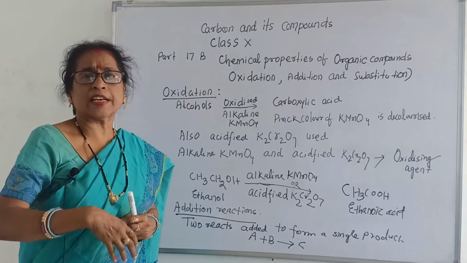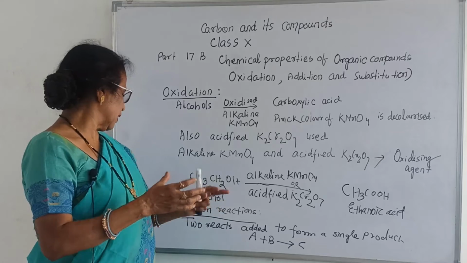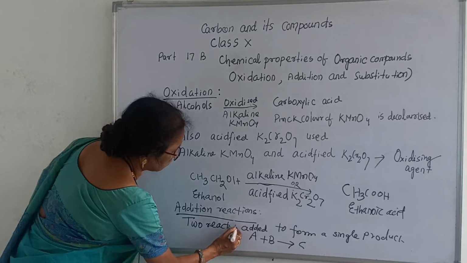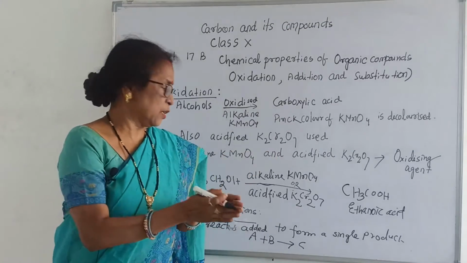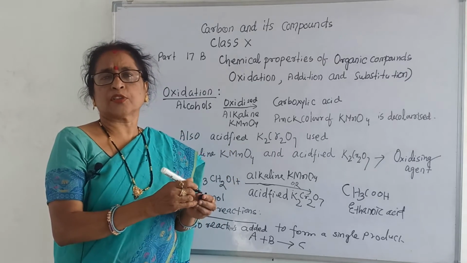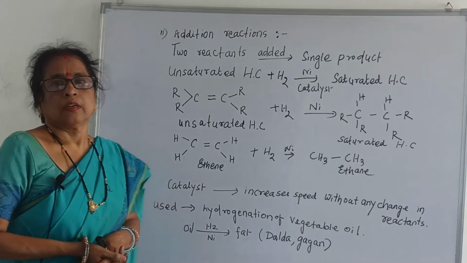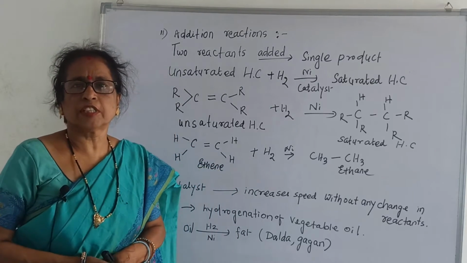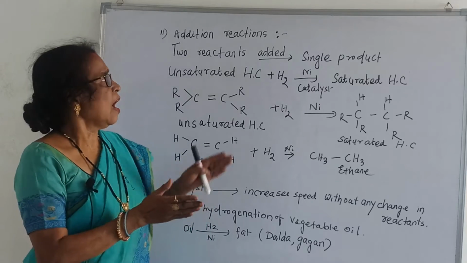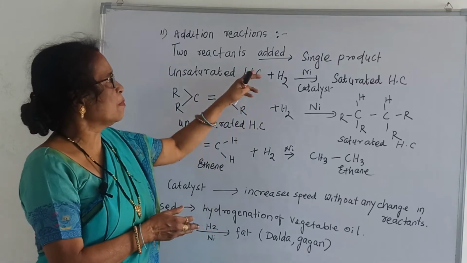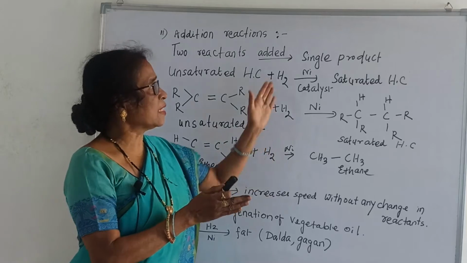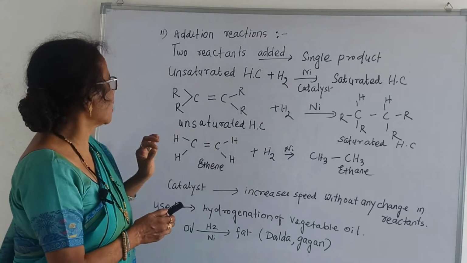Then what is an addition reaction? Addition means something is added. Suppose there are two reactants; if they are added to each other to form a single product, that is called addition. After oxidation we will see the addition reaction. What is an addition reaction? When two reactants are added to each other, a single product is formed. That is called an addition reaction.